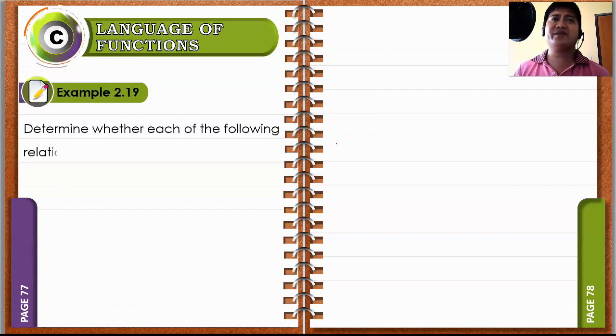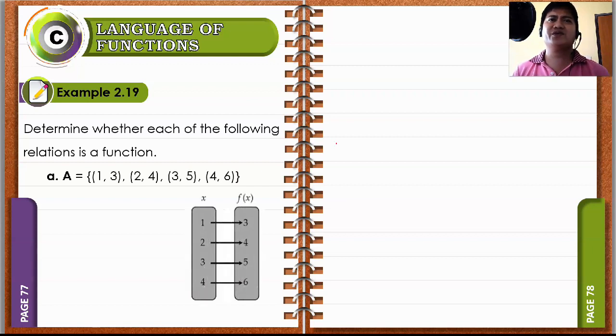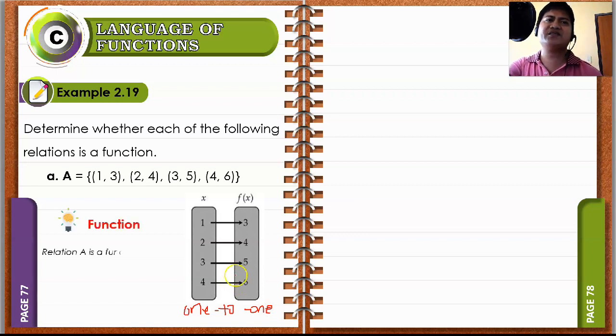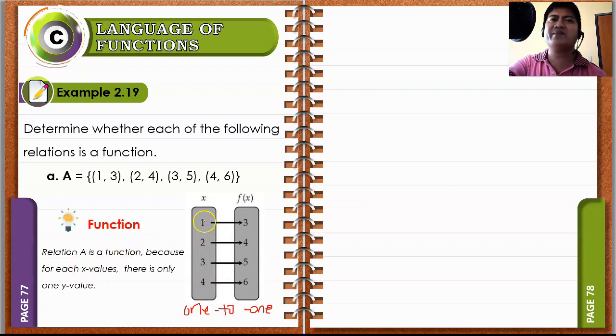For the example, determine whether each of the following relations is a function. For the first relation, we have (1, 3), (2, 4), (3, 5), and (4, 6). As you can see, this is one-to-one. Is this a function? Yes, this is a function. Relation A is a function because for each x value, there is only one y value. So 1, the image is 3; 2, the image is 4; 3, the image is 5; 4, the image is 6. There is only one possible value of y for each value of x, so it does not violate the definition. Therefore, this is a function.